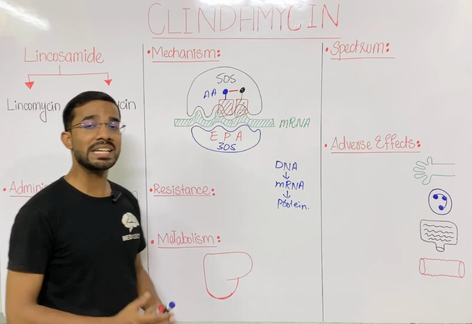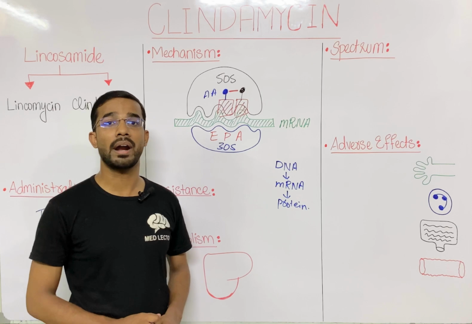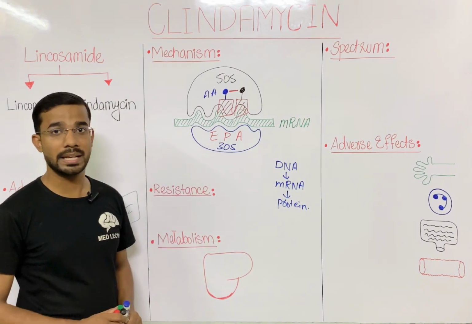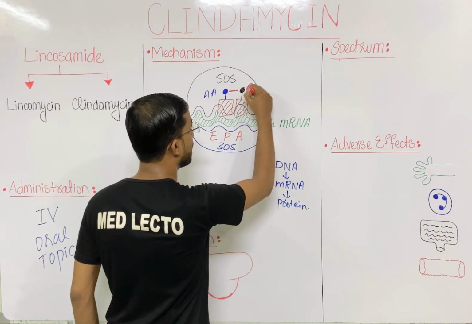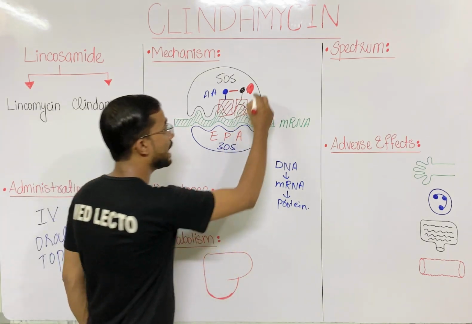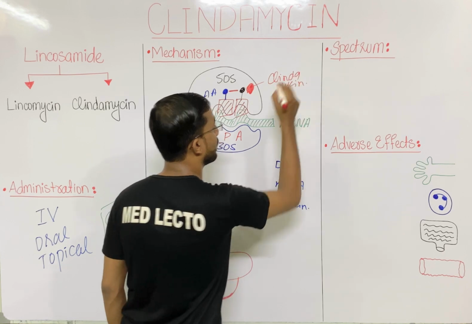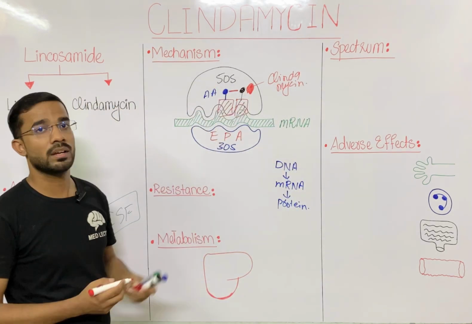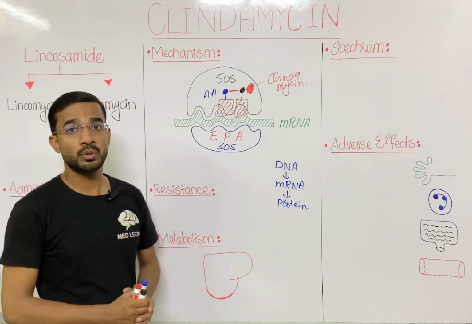Now, when someone takes clindamycin, clindamycin first of all enters into the bacteria, and after entering into the bacteria, it will bind with the 50S ribosomal unit. Okay, here is the clindamycin. After binding of clindamycin with the 50S ribosomal unit, it actually does two things.